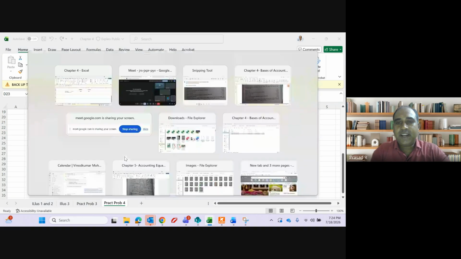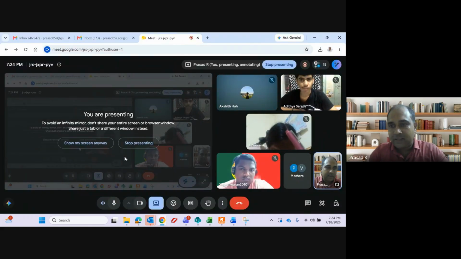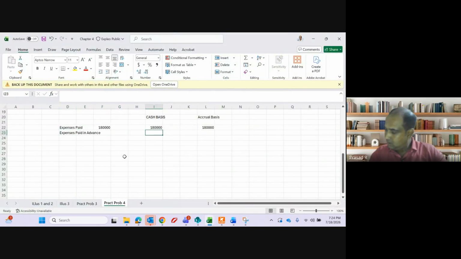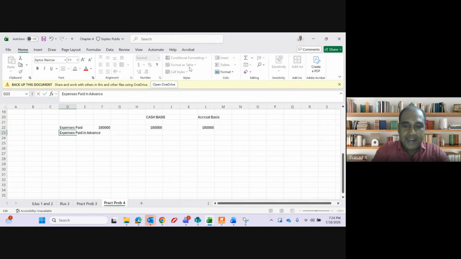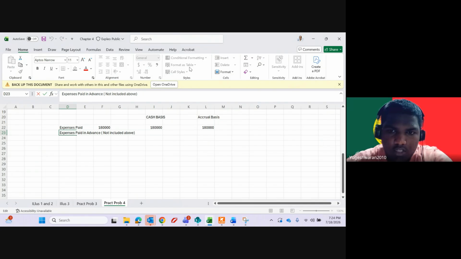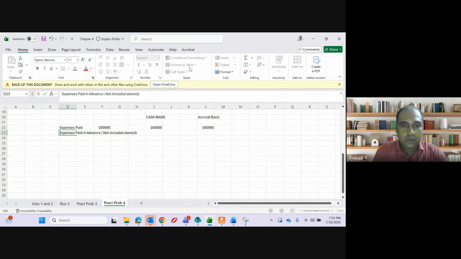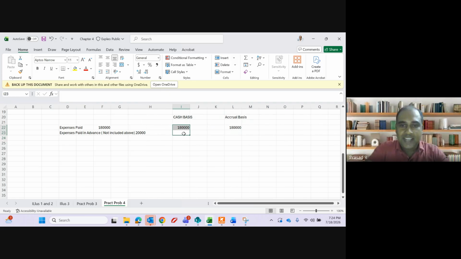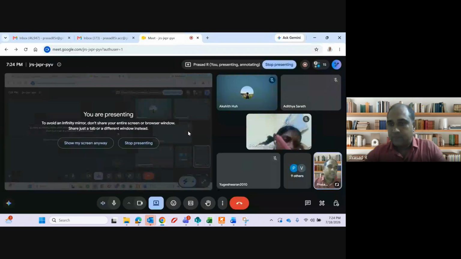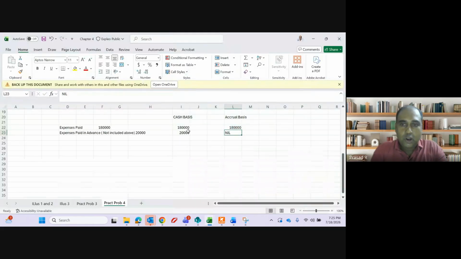Clear? Expenses paid in advance will come under cash basis or accrual basis? Where will it come? Cash basis. Because in brackets it is given not included above. How much is this amount? 20,000. Sorry, not 10,000. This 20,000 will come in cash basis, but will not come in accrual basis. Clear? Not applicable. It will not come.